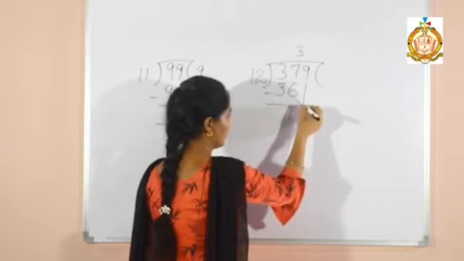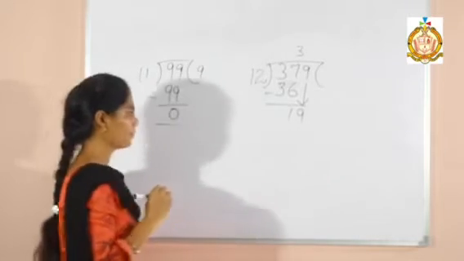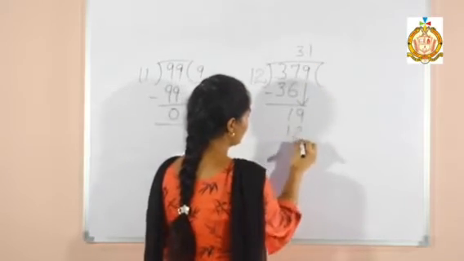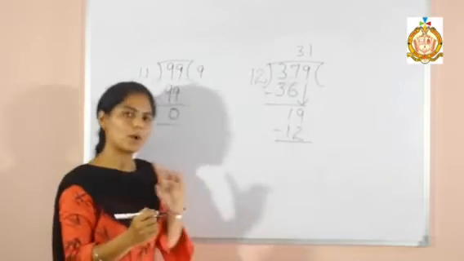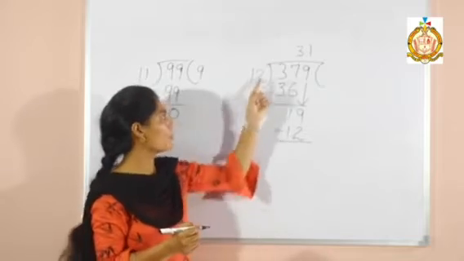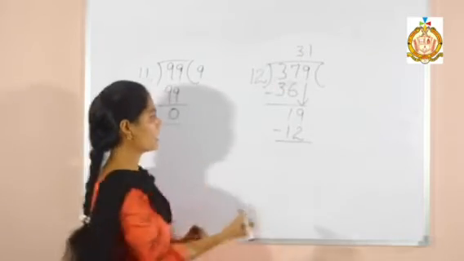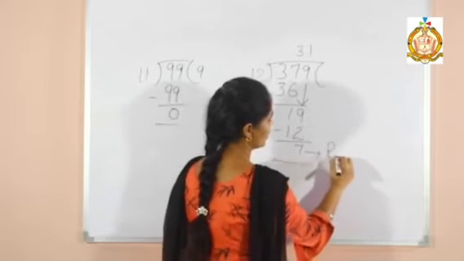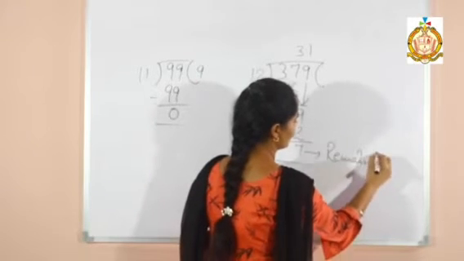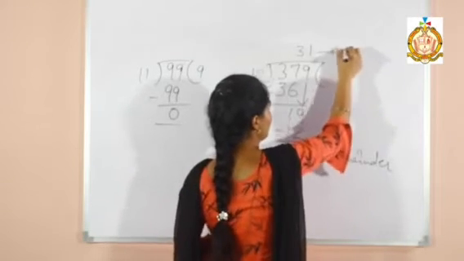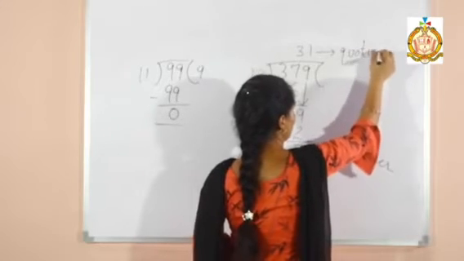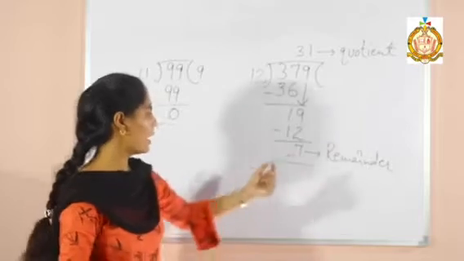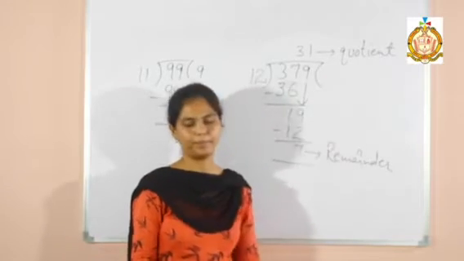Now take the other number. Now here is 19. 12 ones are 12. If we take 12 twos, then it becomes 24, and 24 is greater than 19. So we put 12 ones are 12 here. Now subtract it, 9 minus 2 becomes 7. So 7 is your remainder, and 31 is the quotient. In this exercise you have to write the remainder and quotient.